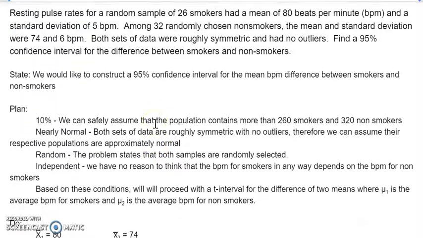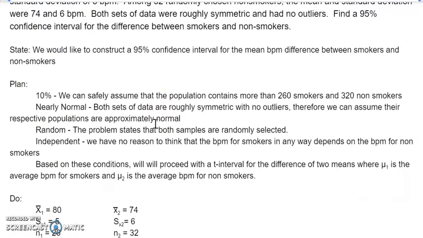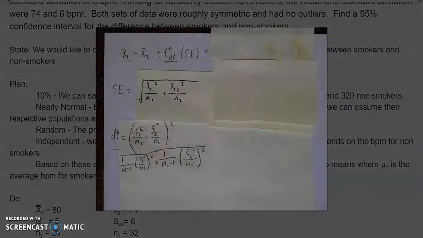So again, first thing we need to do is get our critical information. For our first sample, our sample mean was 80, sample standard deviation was 5, and our sample size was 26. For the second sample, the sample mean was 74, sample standard deviation was 6, and the sample size was 32. We're going to take that information and come over here to our formula for a confidence interval.